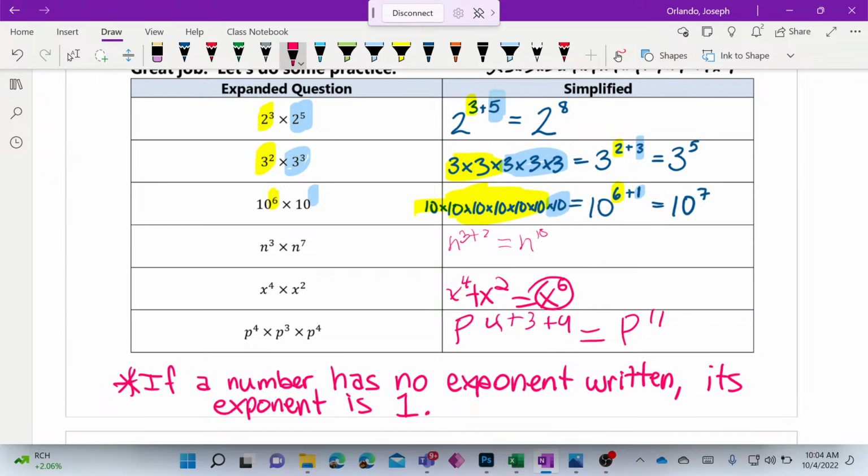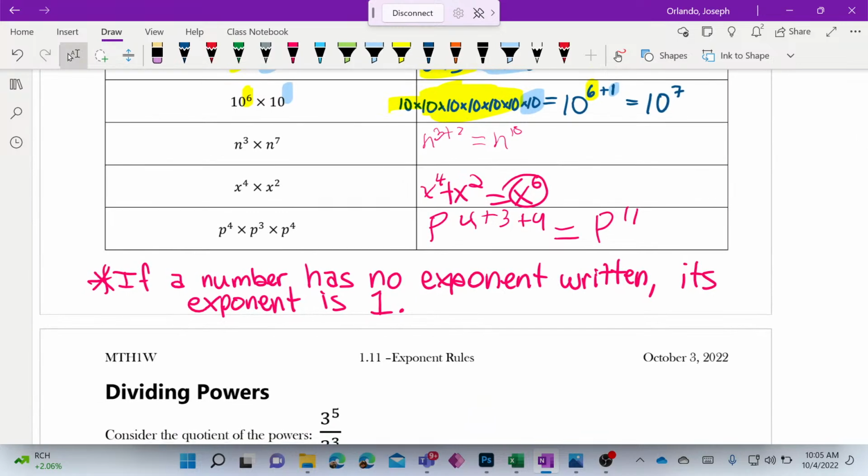All right, can we take a look at these? n to the power of 3 times n to the 7. Now there's no number here, but that's okay. This means multiply n by itself 1, 2, 3 times. And this means multiply n by itself 1, 2, 3, 4, 5, 6, 7 times. All together, how many times are we multiplying n by itself? 3 plus 7 is 10. Good. Okay, I don't like the circle. There we go.